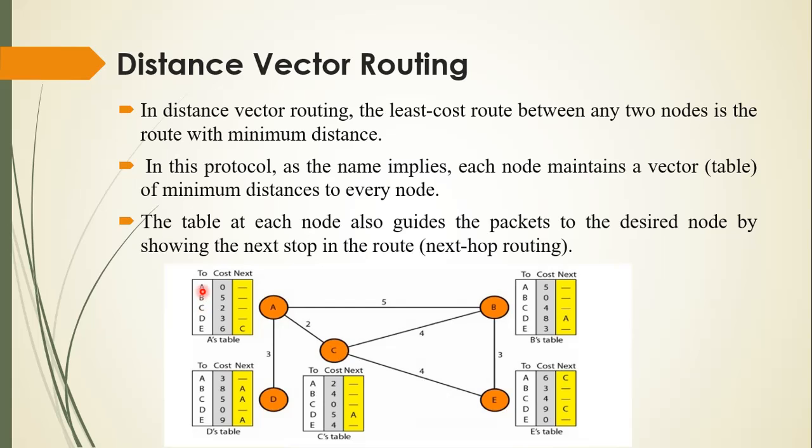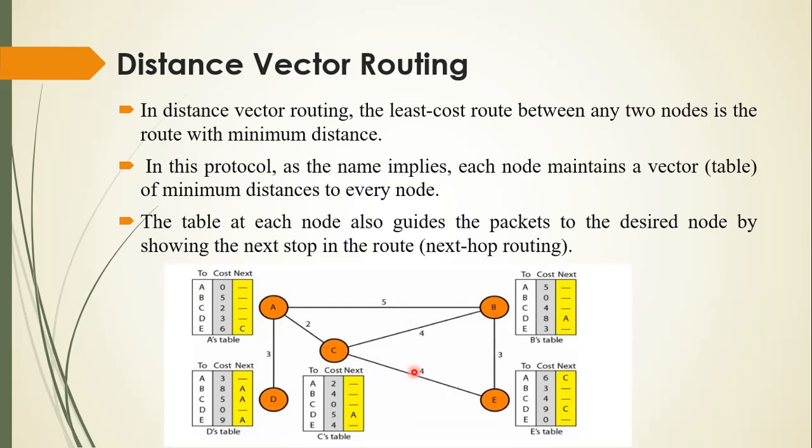So from A to A we have a 0. Now from A to B we have a 5, so the distance is 5. Now from A to C we have a 2 distance. Here we are considering the table for A, so we are calculating the distance from A only. So A to C distance is 2. Now A to D, we have a 3.